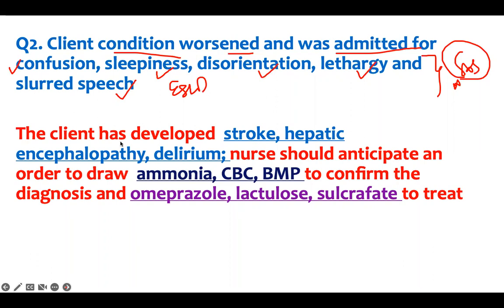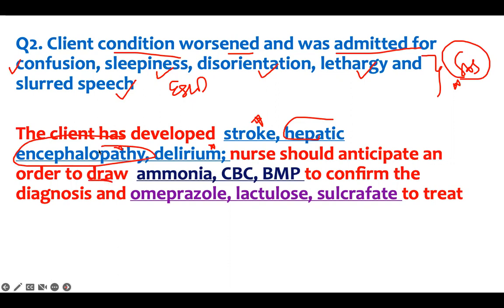The client has developed what? Stroke? It's not stroke. It's hepatic encephalopathy. It's not delirium. So, hepatic encephalopathy. The nurse should anticipate drawing what?